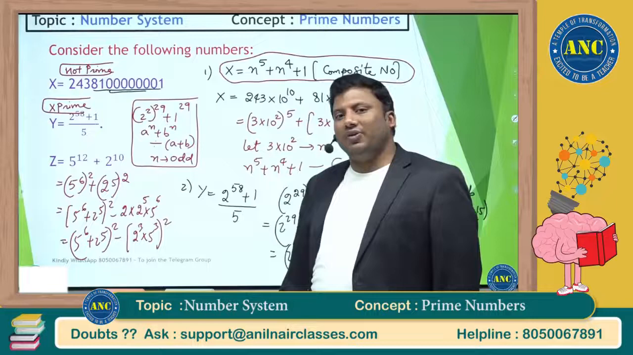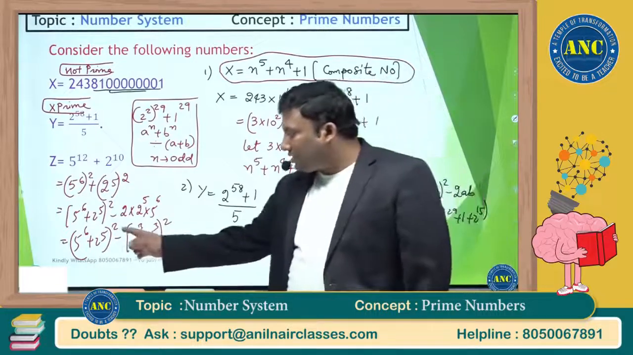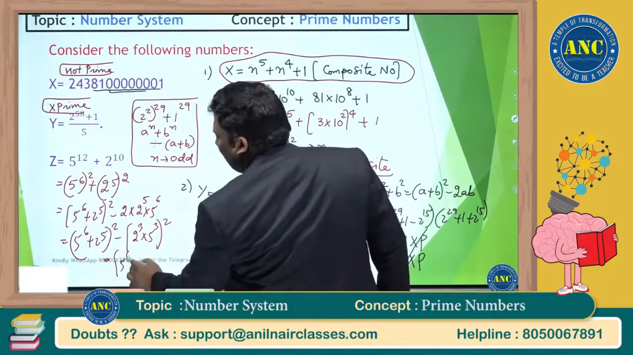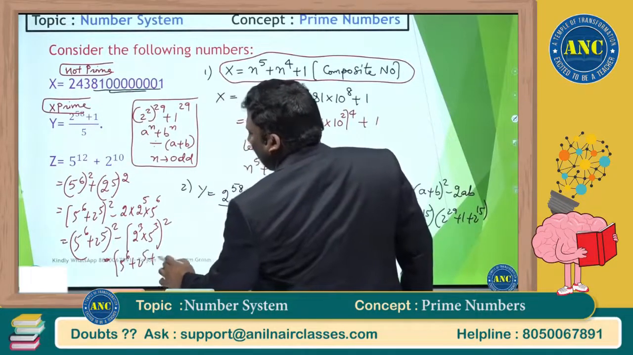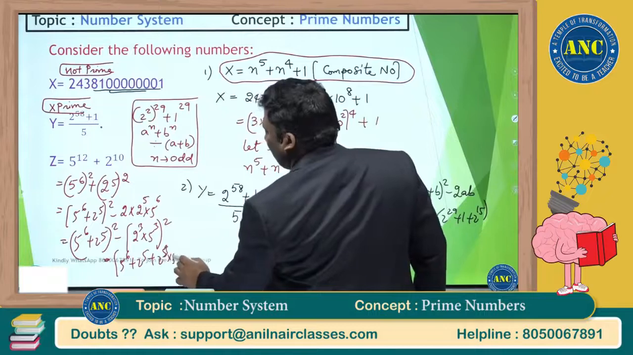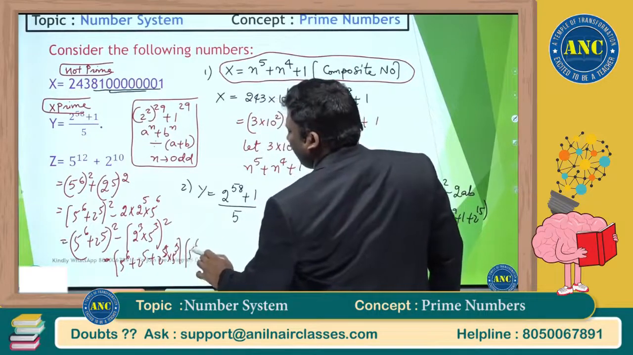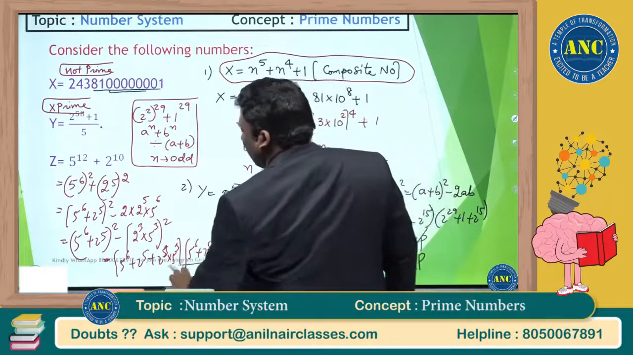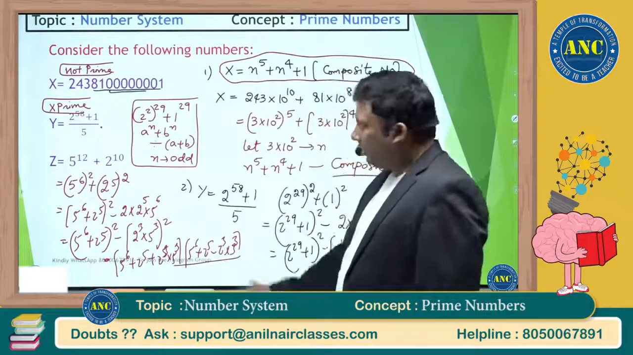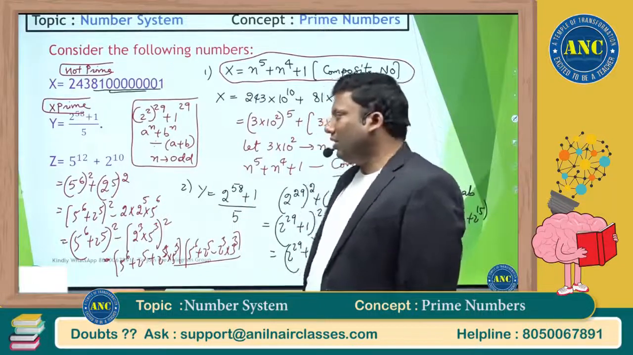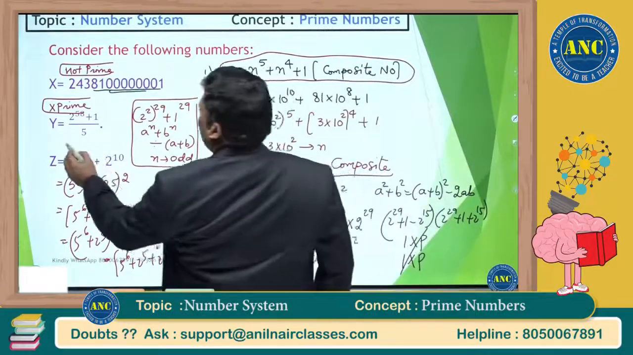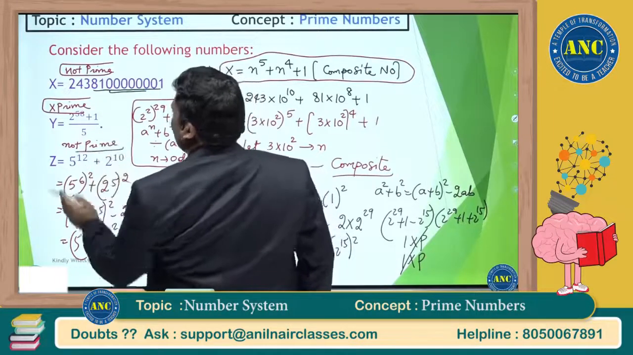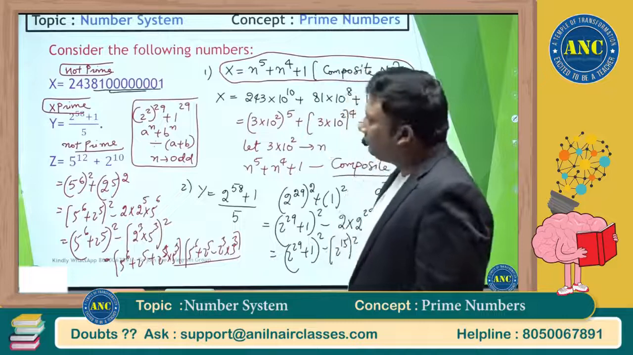2 into 2 power 5 is 2 power 6, and 5 power 6. A square minus b square, I will get a plus b into a minus b. If it is a prime number, it should have 1 as a factor, but it does not have 1 as a factor. So the third one is also not a prime number. Some advanced level question, how you should look at the question.